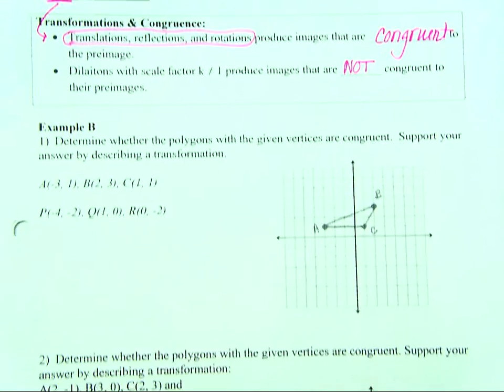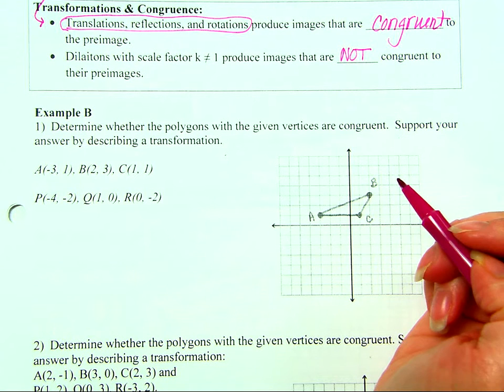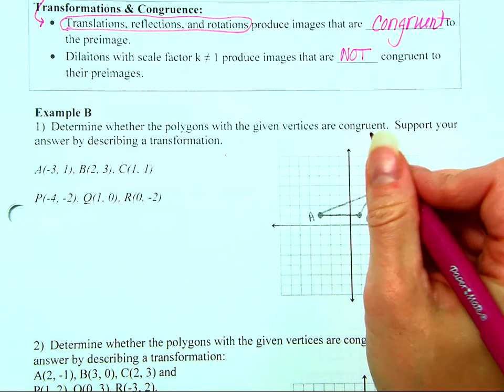The second types of questions that they're going to ask us is going to be similar to those in example B, where they want us to determine whether our polygons are congruent, and then to support our answer by describing the transformation. So I've went ahead and I've plotted A, B, and C, and we're going to kind of treat that as our pre-image. And then we're going to plot P, Q, and R. So let's take a moment to do that.